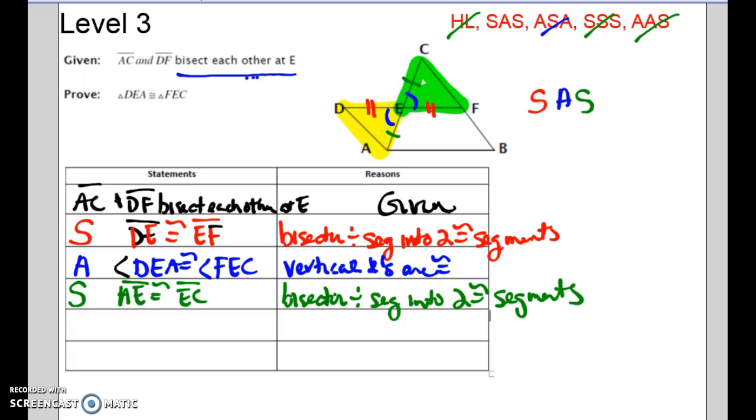So I have a side, angle, side in my proof. I can finish this up. My last statement in my proof is always the prove statement. So triangle DEA is congruent to triangle FEC. And the reason is side, angle, side. Not too bad.